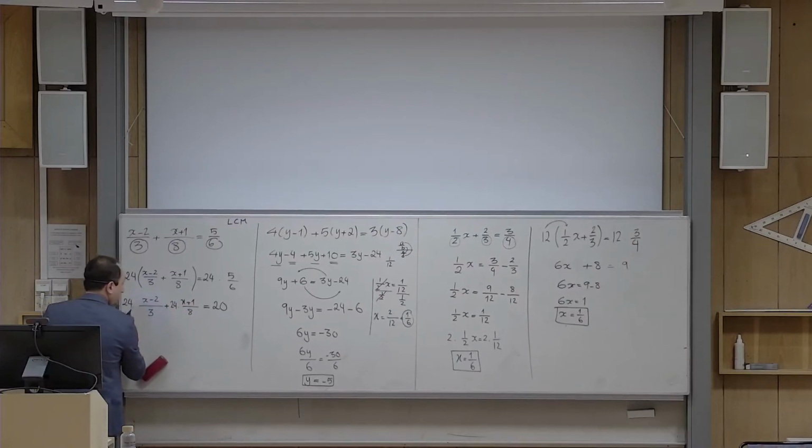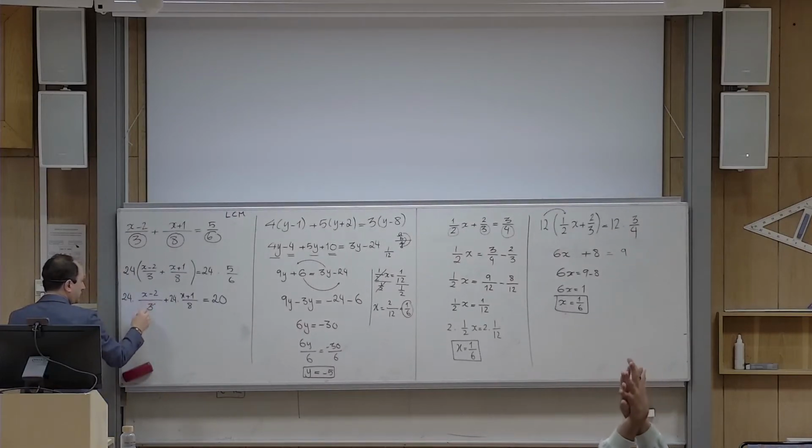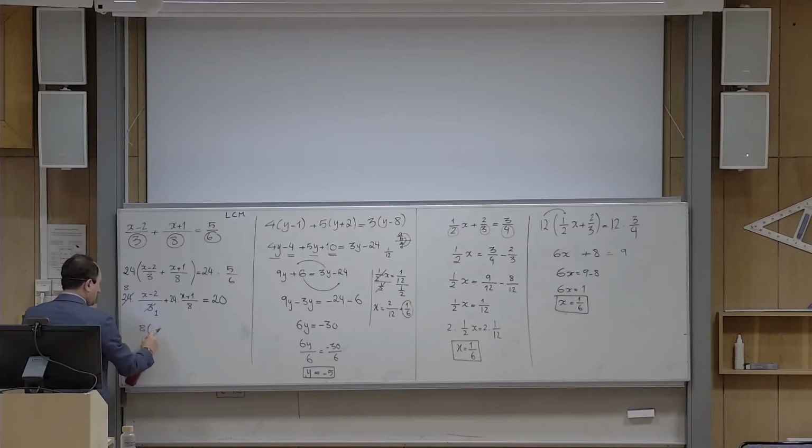Something that I want to make sure that you really understand. Here 3 by 3, 1 times, 24 by 3, 8 times. This is a second mistake I have seen students make. They write 8x minus 2. Okay, so they got this 8, they multiplied just here. But this 8 is supposed to be multiplied to the whole numerator. The whole numerator is x minus 2.